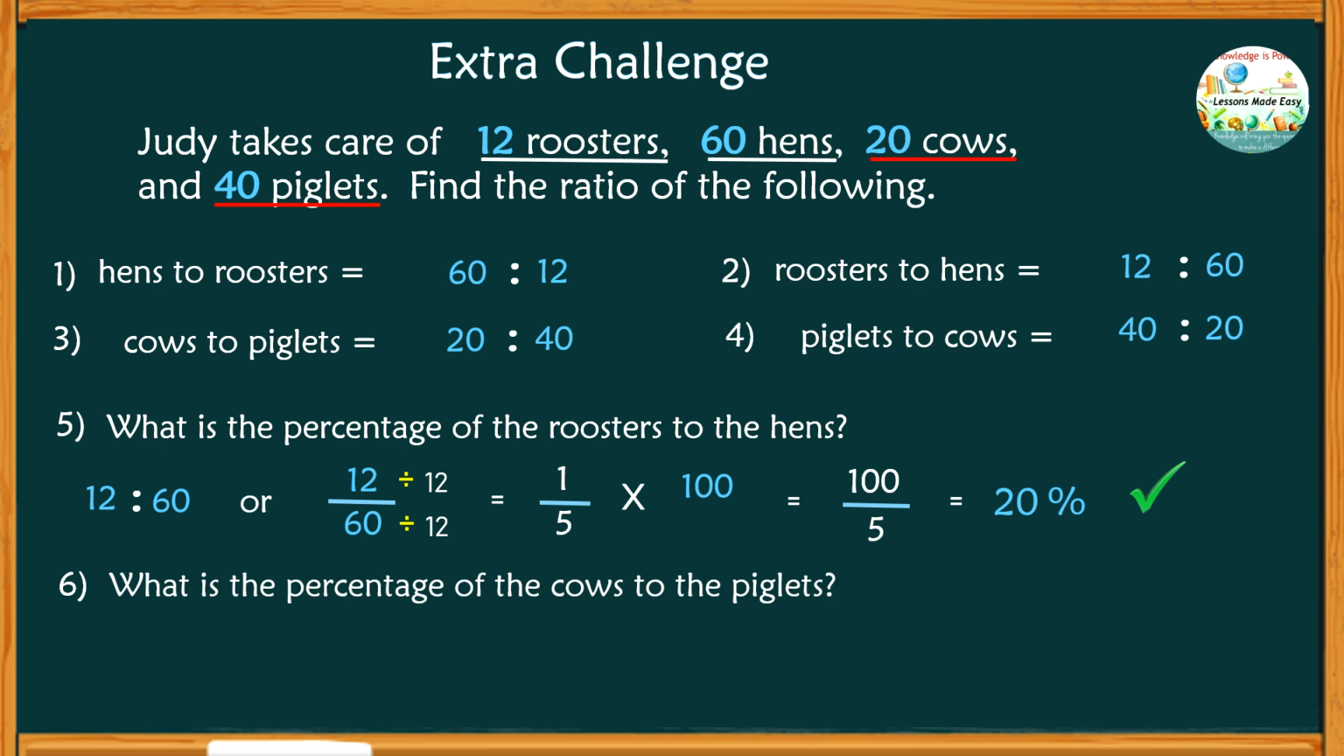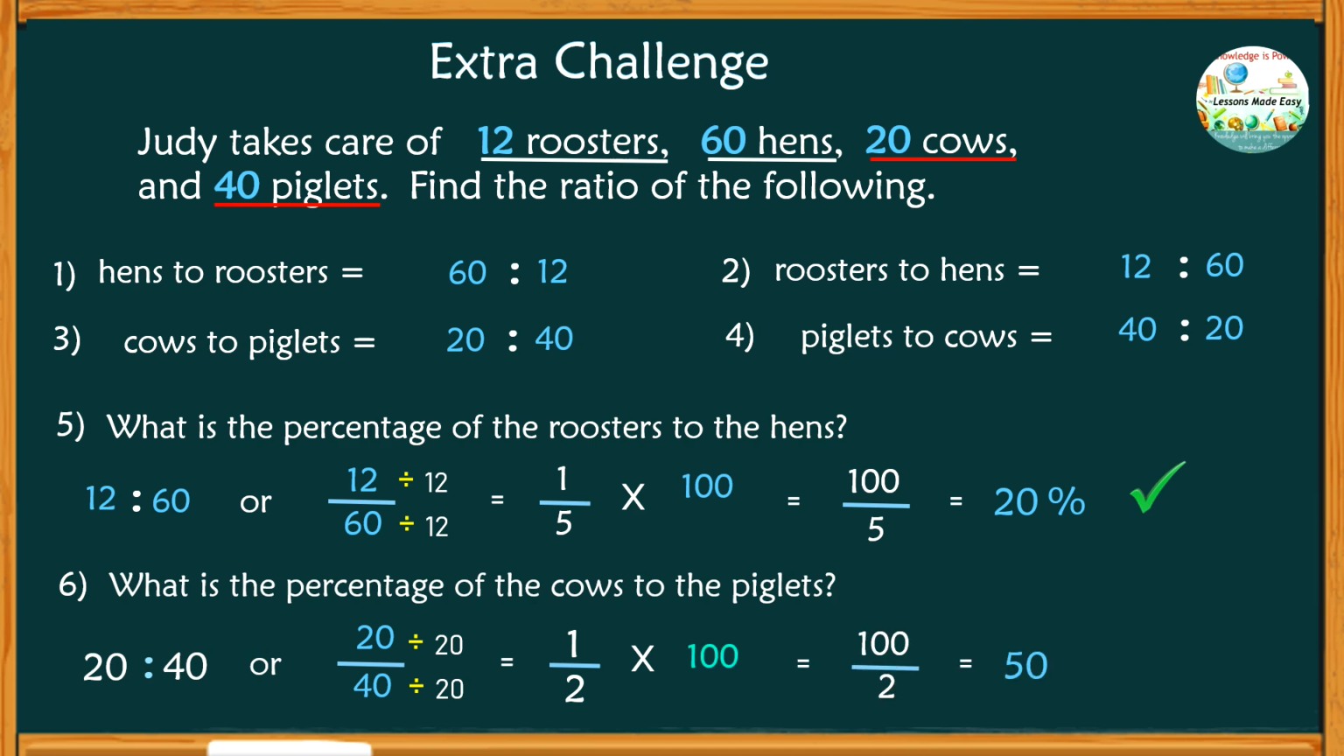It means the percentage of the roosters to the hens is 20%. And down to number 6. Find the percentage of the cows to the piglets. The ratio of cows to piglets is 20:40. In a fraction form, this can be written as 20/40, which can still be reduced to 1/2 by dividing both terms by 20. Then multiply 1/2 by 100 or just divide 100 by 2. We get 50, or 50%. It means the percentage of the cows to the piglets is 50%.